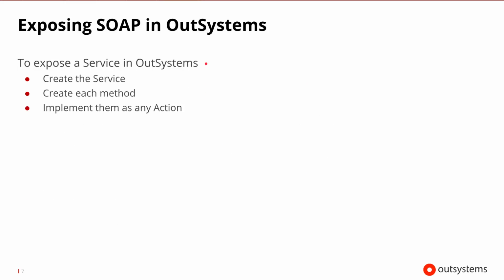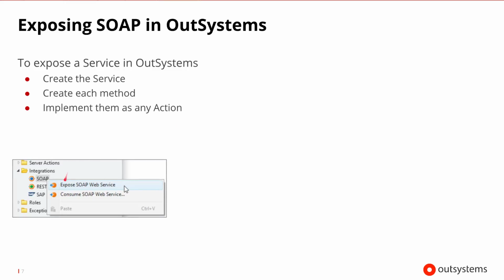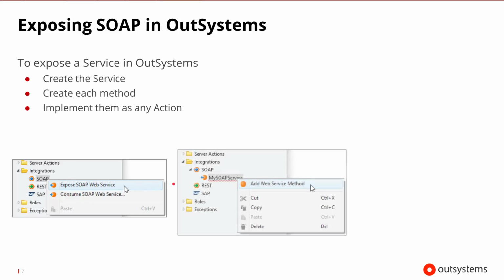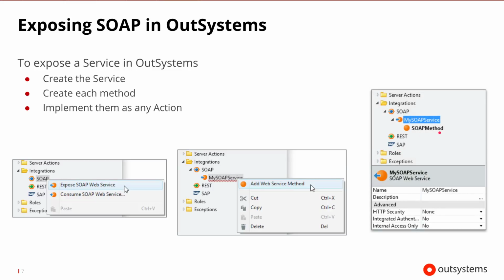Now, if we can consume SOAP relatively easily, which is nice, we also might wish to expose a service that we have inside of OutSystems as a SOAP web service. To be able to do that, we just need to create the service, create the method, and then implement those methods as actions. So to create the service, we again go to SOAP, but this time instead of right-clicking and saying consume, we would say we wish to expose a web service. And from there, we would have to give that web service a name and then add a web service method to it. And once we give that web service method a name, then it is just an action flow, like any other action flow, so we would implement it in the same way.